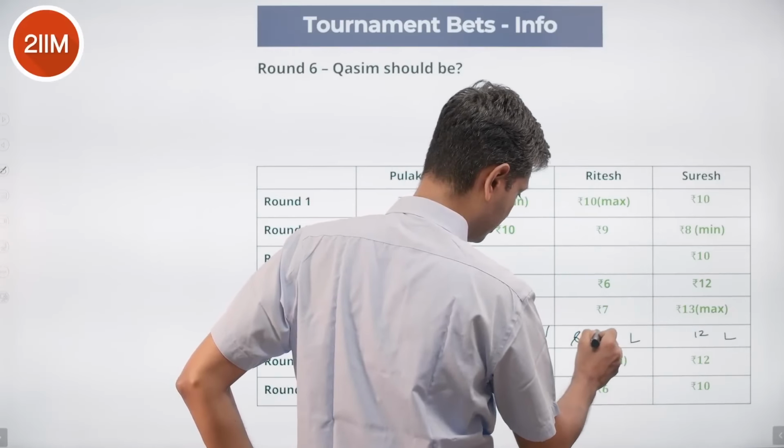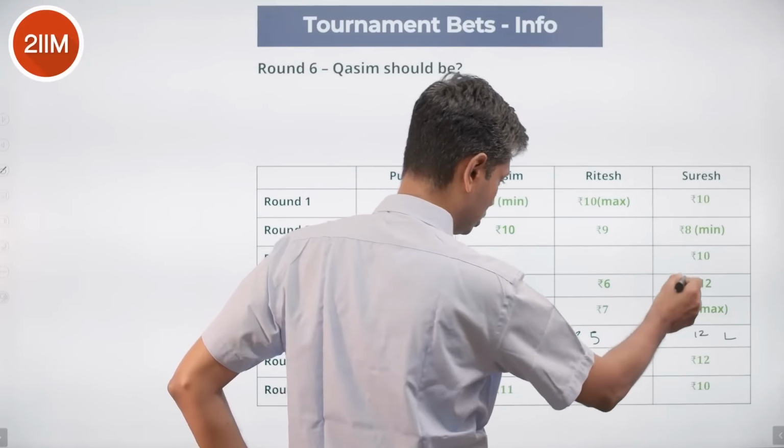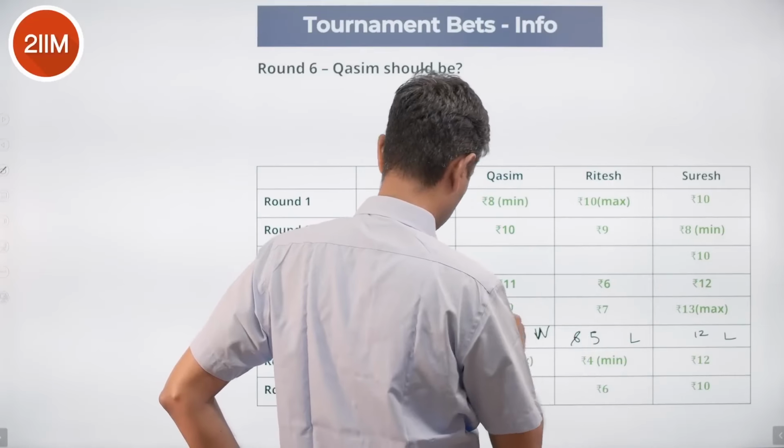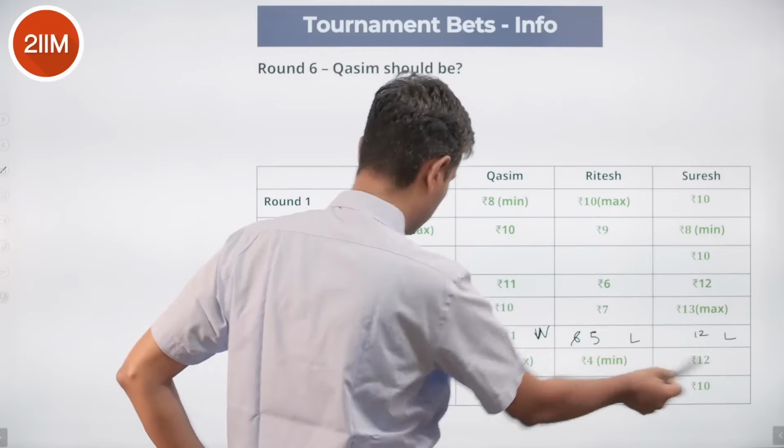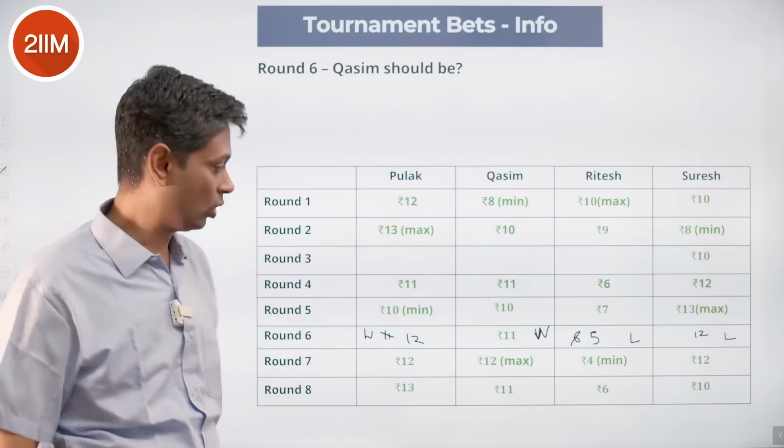This should become 5, offsetting that plus 2. This stays as it is. This should be 12. So it should be 12, 11, 5, 12. 12 stays as 12, 12 stays as 12. That would have been a draw.